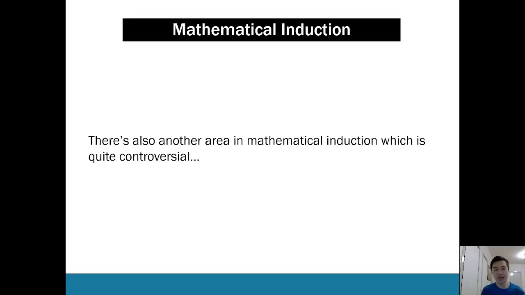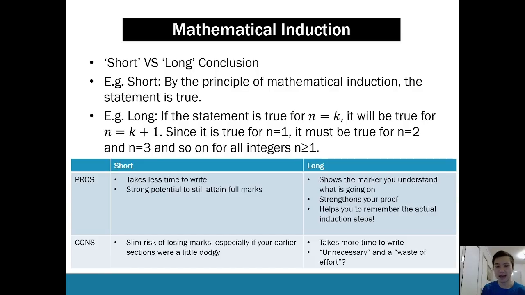There's also another area in this topic which is quite controversial, and that's in step 4 about what sort of conclusion you should write. We've got short and long conclusions. A short conclusion might be something like, by the principle of mathematical induction, the statement is true. Whereas a long conclusion basically expresses what's going on in a full explanation.